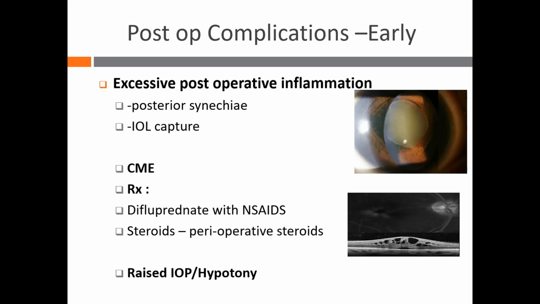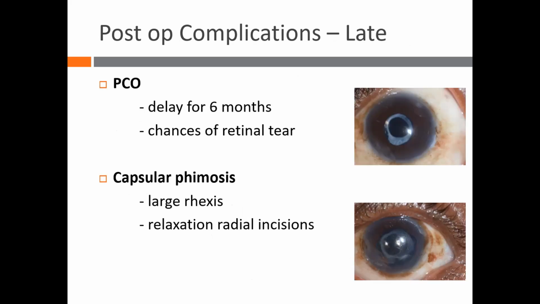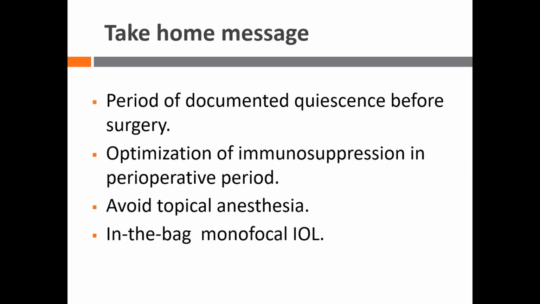Again, these patients may develop raised IOP or hypotony. Late complications: these patients are prone to PCO, but wait for 6 months before advising Nd:YAG capsulotomy in these patients. Again, capsular phimosis, you can avoid it if you have done a really large rhexis. But if there is cocooning, then you have to give relaxing radial incisions in these patients.